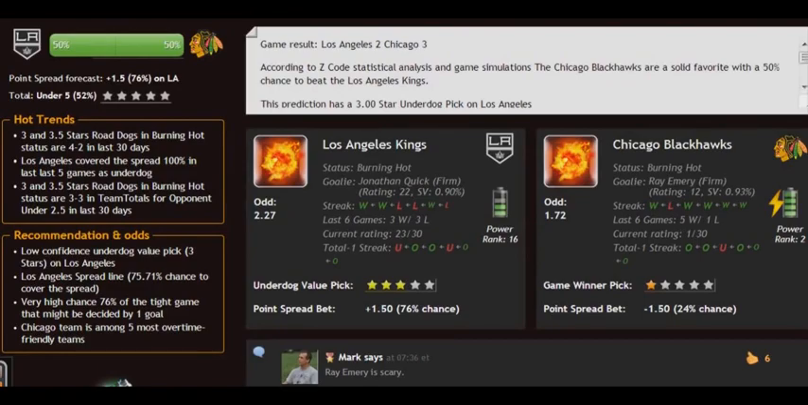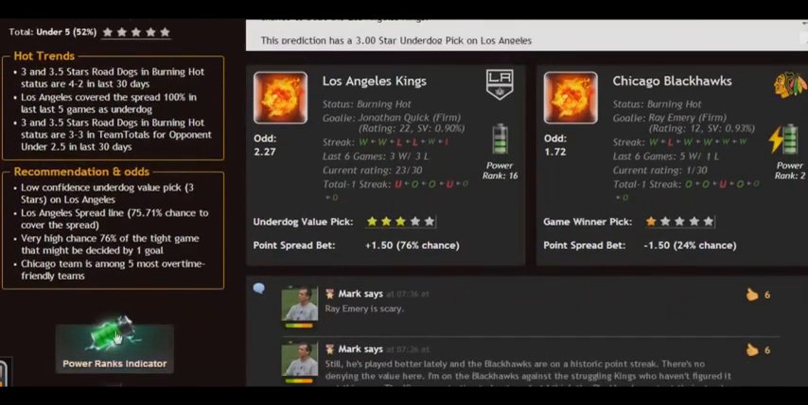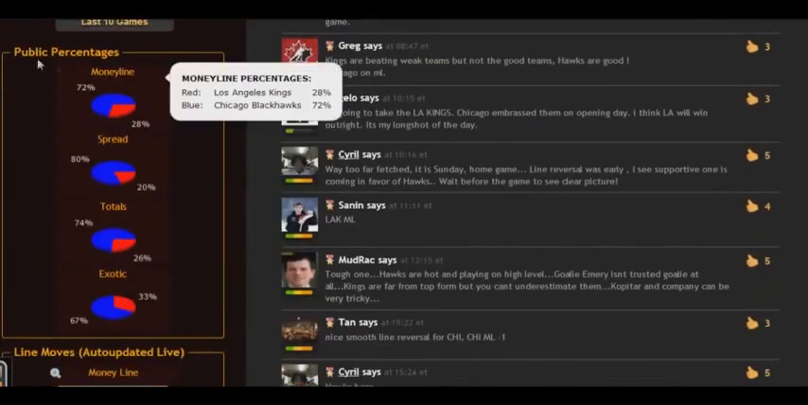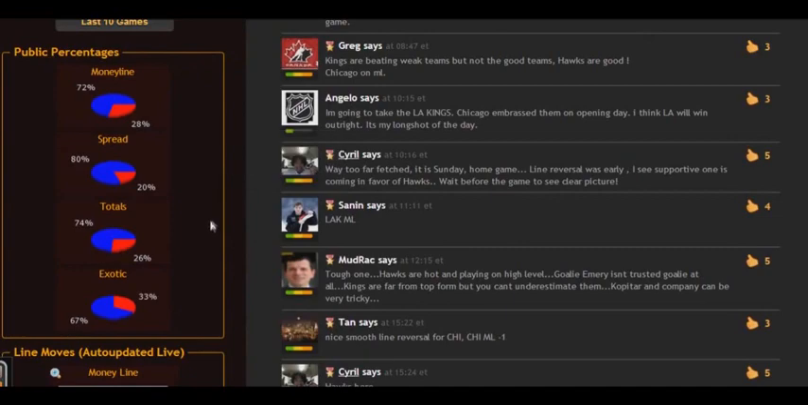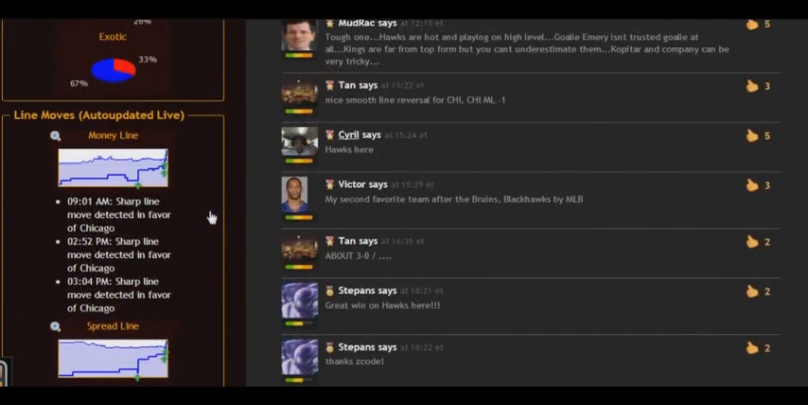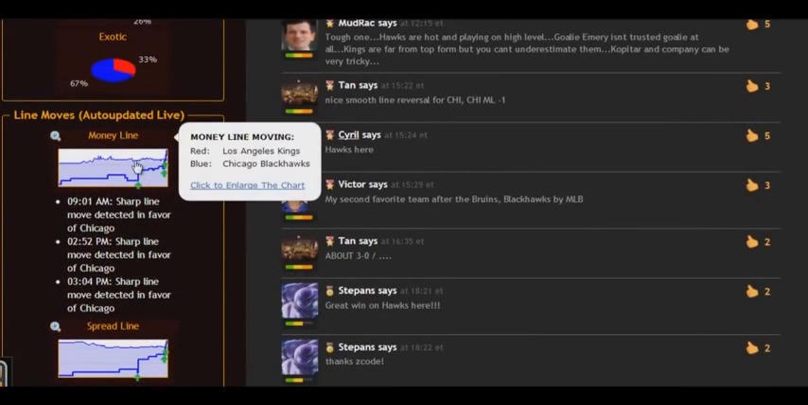For every game in the VIP members zone of Zcode Sport Investment Club, there is a special section on the left called Public Percentages. That shows the public bet distribution on both sides of the game, and also line moves that are auto-updated in real-time mode. It might look complicated at first sight, but it's actually pretty easy, and I'll show you how you can use it to win big. If you click the chart, you can see it enlarged.